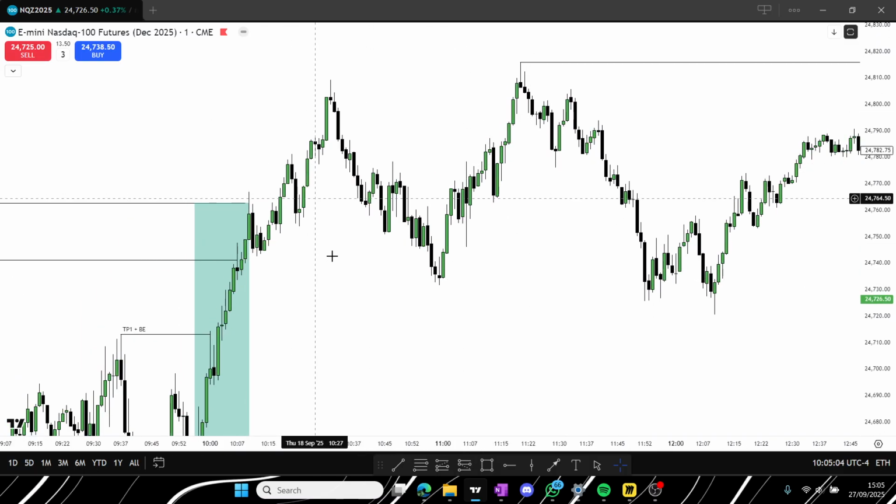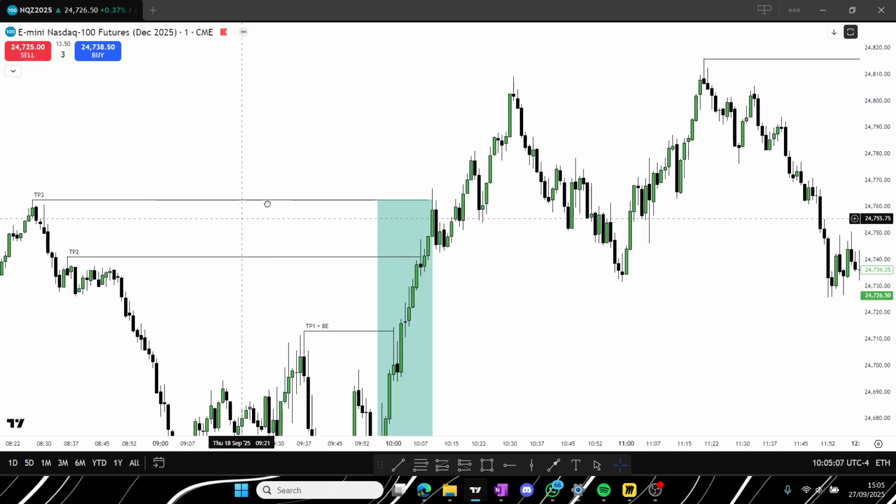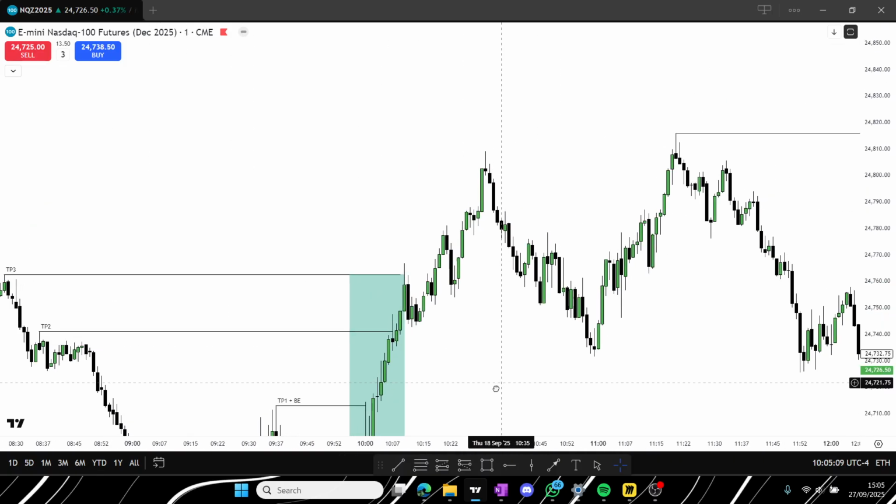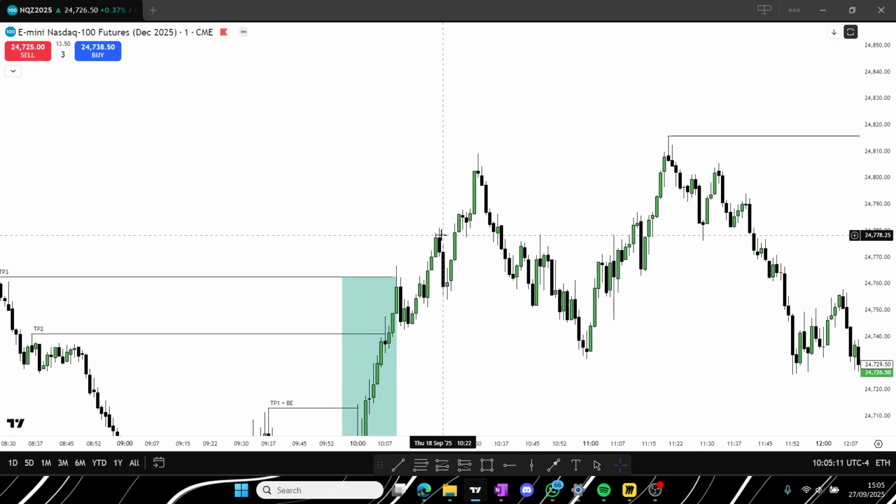What do we have? This is a bullish scenario, so just disregard all this stuff. Don't pay attention to this. See here, we trade higher, we come lower, higher again. And look at this candle here. Let me draw this out. This bearish series of candles is a bullish order block.